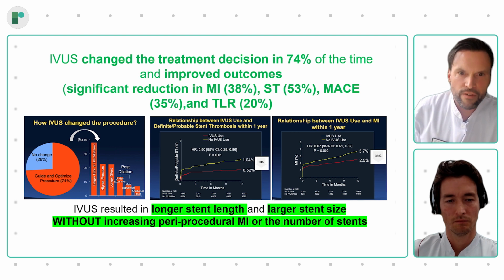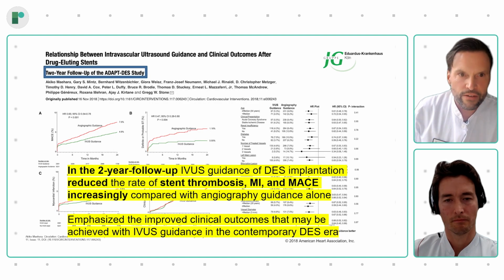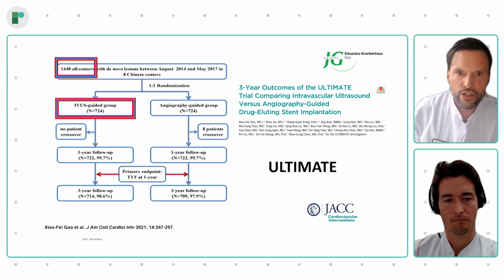And if we talk about outcomes in this study, over time, this led to a significant reduction of myocardial infarction, stent thrombosis, and other relevant outcomes in patients with coronary artery disease. This is another study, a 2-year follow-up of the same cohort, which showed a constant benefit of patients treated 2 years before by guidance of intravascular imaging.